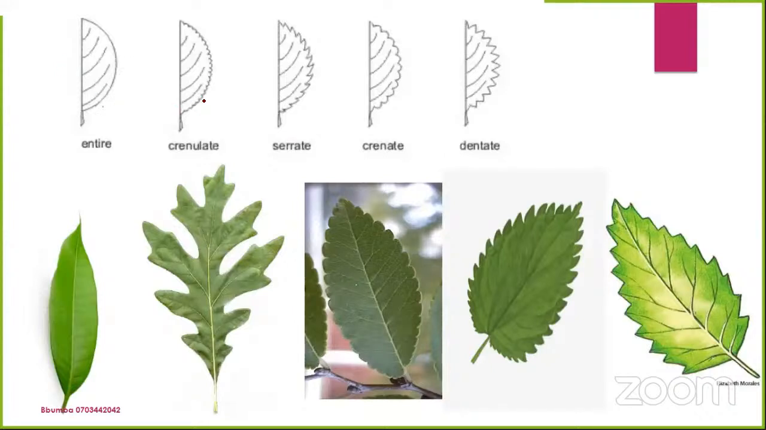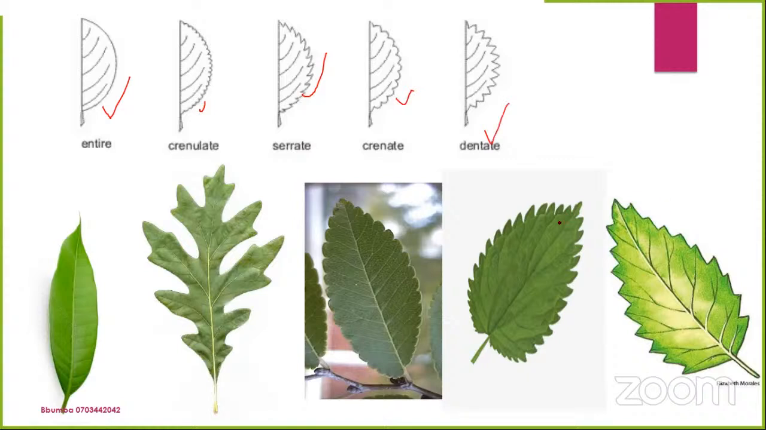We have a granulate when there are so many, serrated looking, dented like that, just like teeth. They look like teeth, okay, pointing like that. Then a crenate, dented. And I was able to even pick some leaves here.